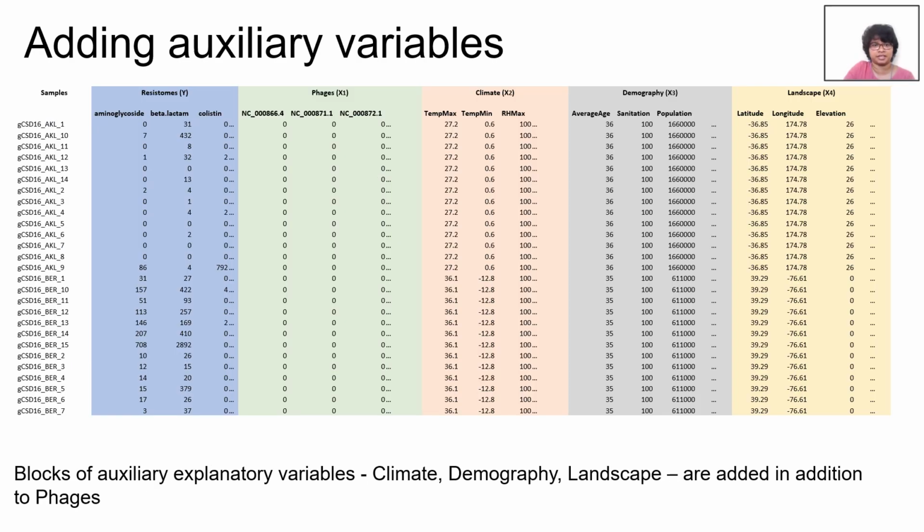Here we present the layout of our data after we introduce the additional variables. In blue, we have our multivariate responses, the resistomes, across 17 different antibiotic classes. And then we have 4 blocks of independent variables, the blocks corresponding to phages, climate, demography, and landscape.